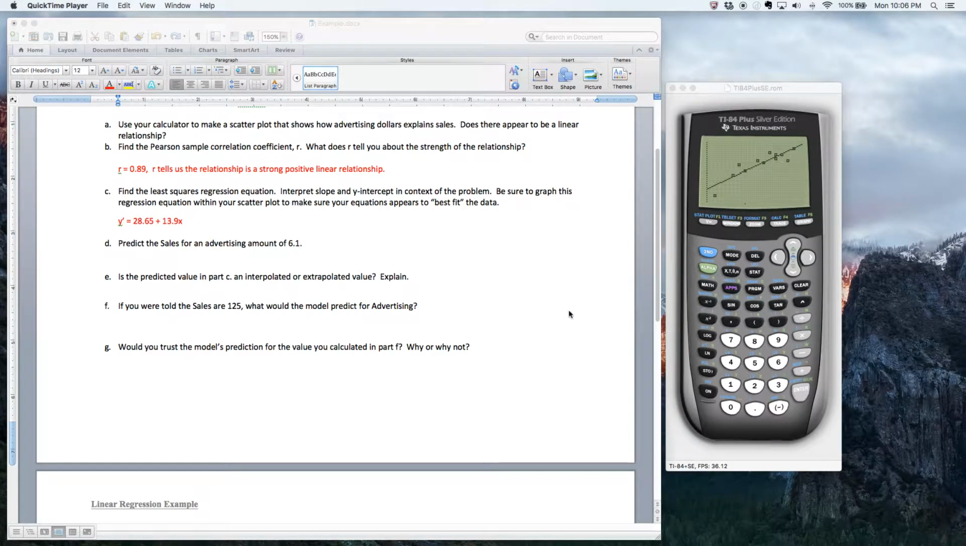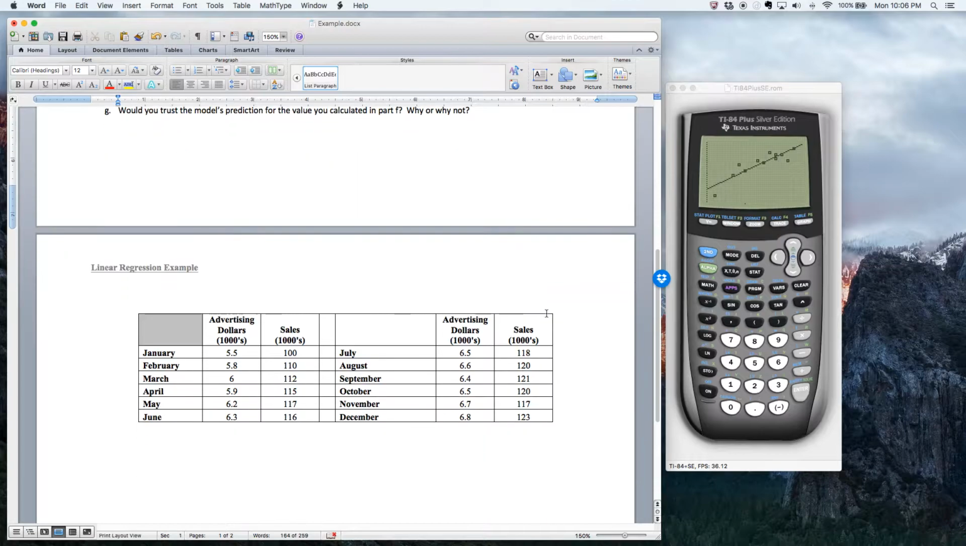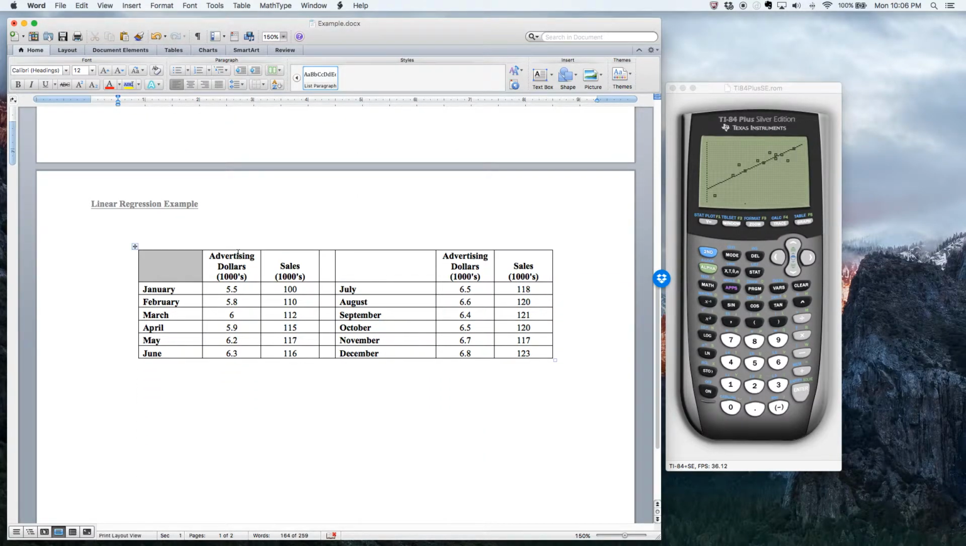Now I'm going to go to the data really quick. Notice advertising dollars, when you look down, you don't see a 6.1. Obviously, if it said, find it for 6.2, you would just read it off the table. Say, oh, for 6.2, it's $117,000, right? But notice there's no 6.1 here.